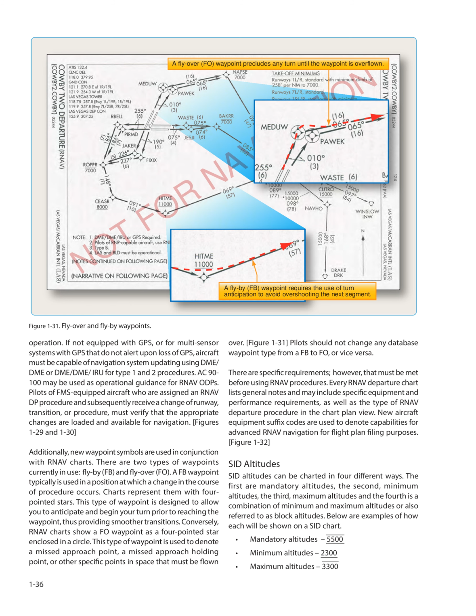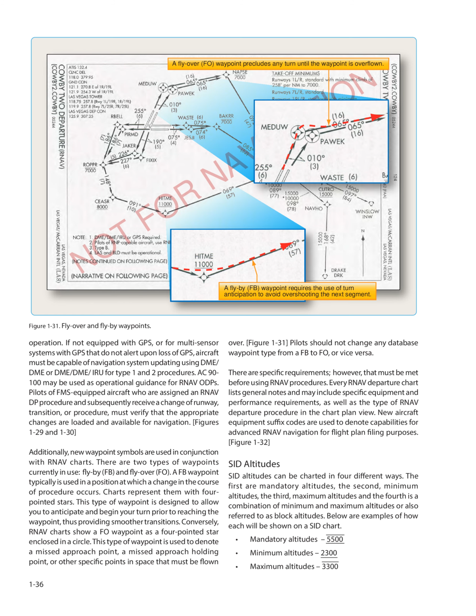There are two types of waypoints currently in use: flyby (FB) and flyover (FO). A FB waypoint typically is used in a position at which a change in the course of procedure occurs. Charts represent them with four-pointed stars. This type of waypoint is designed to allow you to anticipate and begin your turn prior to reaching the waypoint, thus providing smoother transitions. Conversely, RNAV charts show a flyover waypoint as a four-pointed star enclosed in a circle. This type of waypoint is used to denote a missed approach point, a missed approach holding point, or other specific points in space that must be flown over. Figure 131, pilots should not change any database waypoint type from FB to FO, or vice versa.